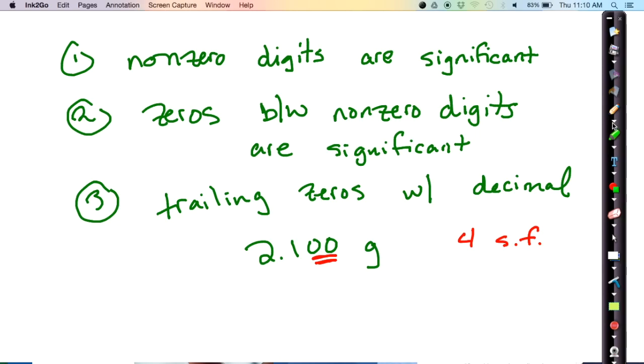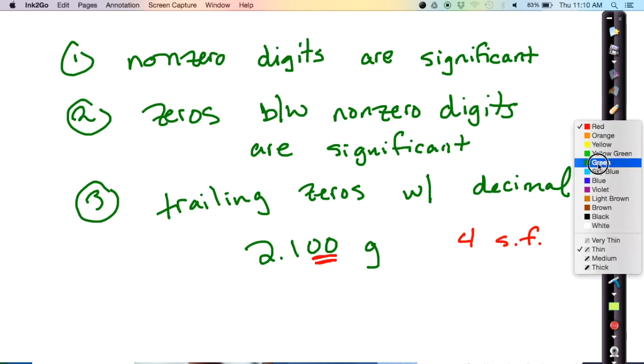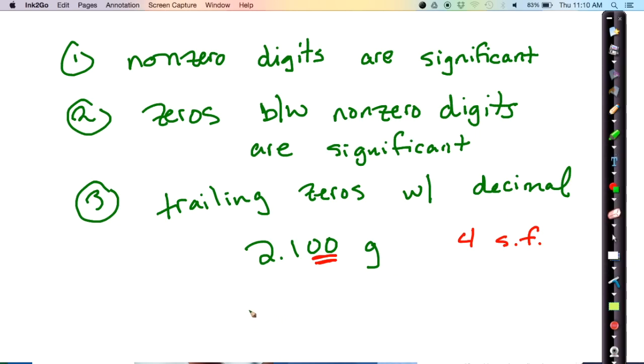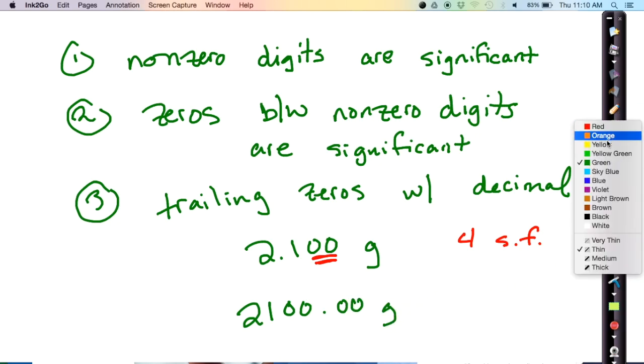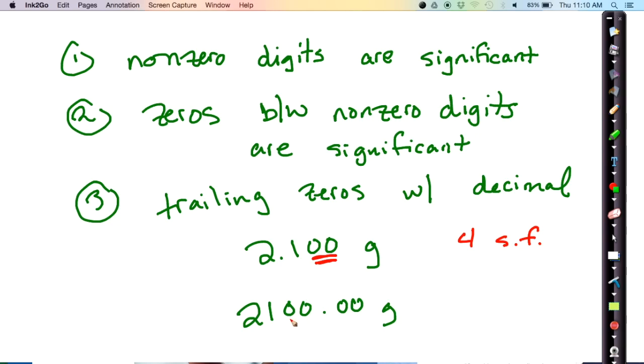You could also have trailing zeros that come before the decimal point that still would be significant. So if this had been like 2100.00 grams instead, we have 4 trailing zeros, and because there's a decimal point in the number, all 4 of those trailing zeros are significant, so we would have 6 significant figures in that measurement.